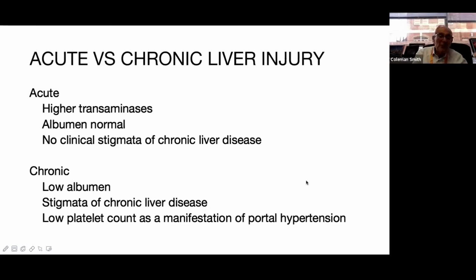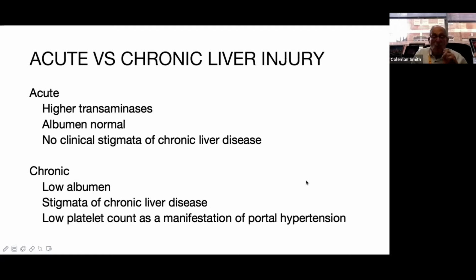So as I said, regarding the difference between acute and chronic liver injury, acute usually has much higher transaminases. Usually they don't have underlying chronic liver disease. The albumin is normal because the albumin has a half-life of several days, so it's going to take a while before the albumin level falls. INR actually will rise in someone with acute liver injury because the half-life of the clotting factors is much less. And of course, they'll have no clinical stigmata of chronic liver disease, ascites, muscle wasting, and the like. Chronic liver disease will have a low albumin, and they'll have the clinical stigmata. The other thing to always look at is a low platelet count as a manifestation of portal hypertension.